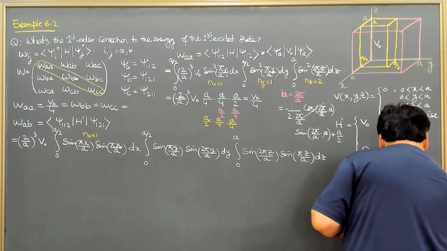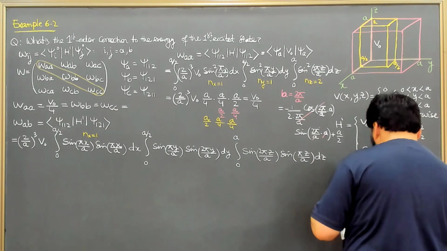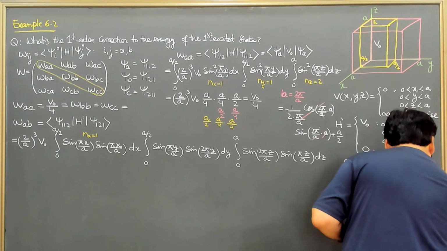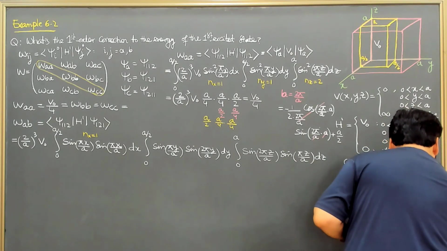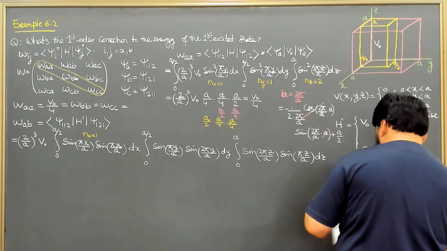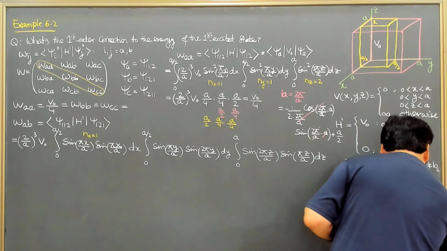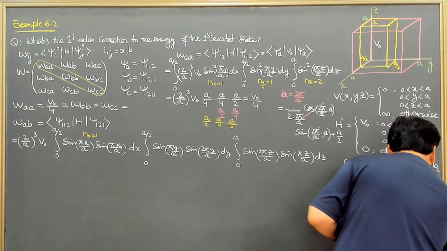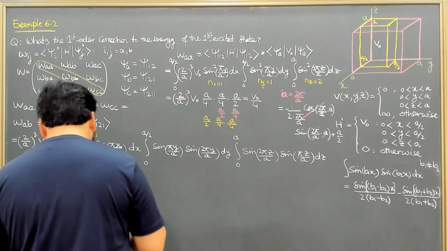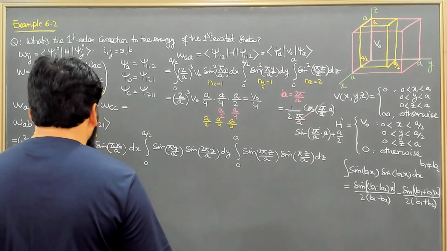sin((b1 plus b2)x) divided by 2 times (b1 plus b2). So this is the formula that we will utilize here.